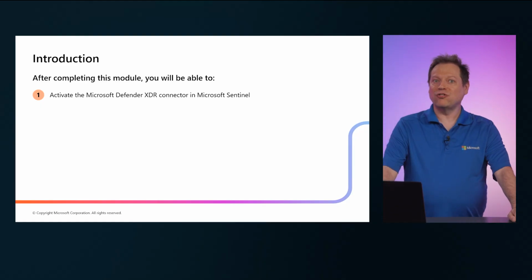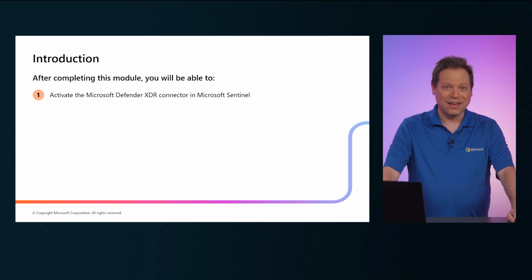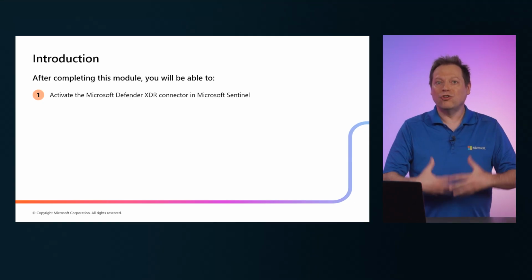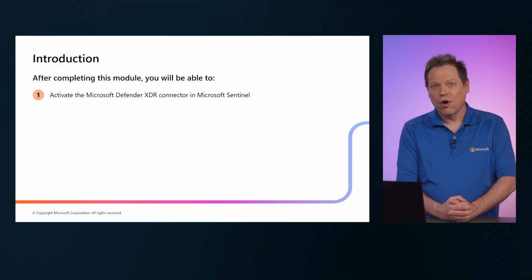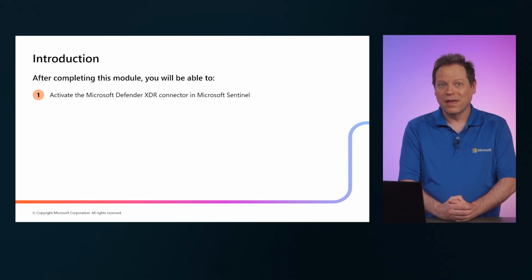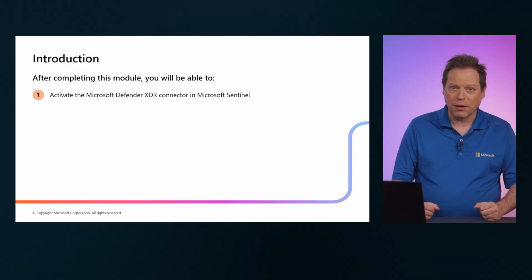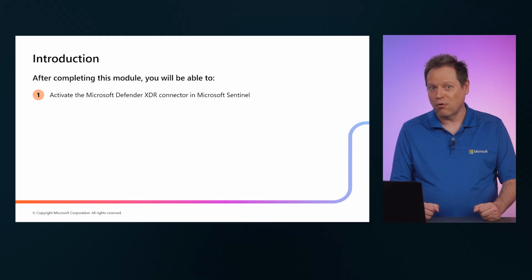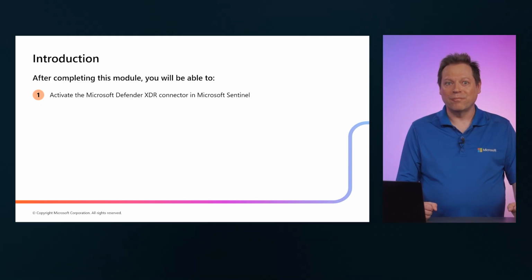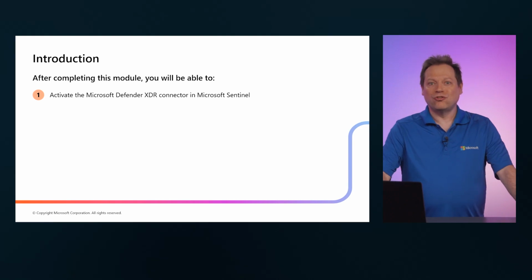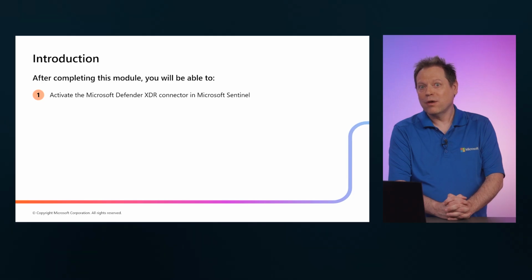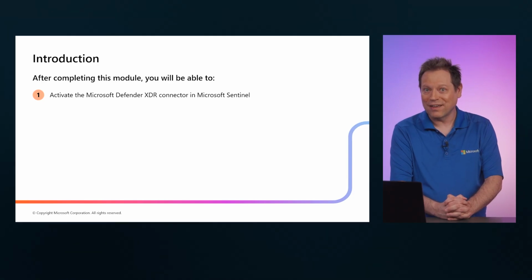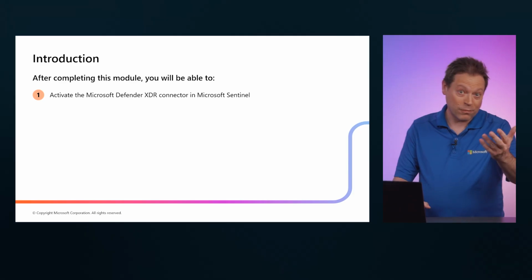After completing this module, you'll be able to activate the Microsoft Defender XDR connector in Sentinel. To enable it, you typically need security administrator permission in the tenant for Microsoft Entra ID. In many environments, this is enabled by default when Sentinel is onboarded to Defender XDR. And if you onboard Sentinel to the Defender portal and you're licensed for Defender XDR, the connection is automatically established and the data connector is set up for you.